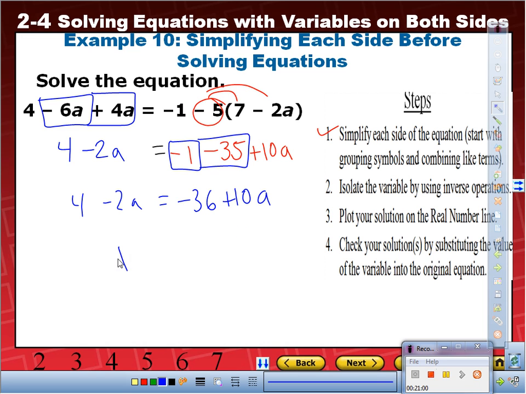For homework, hold on. What page? 101, and you need to do 1 through 22, all.